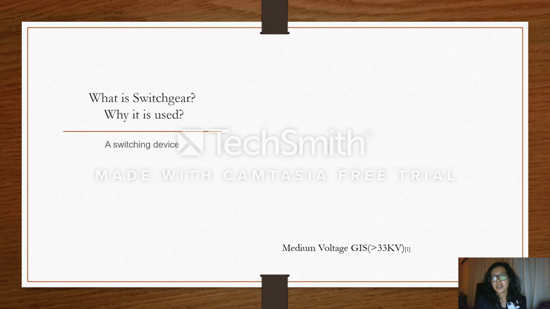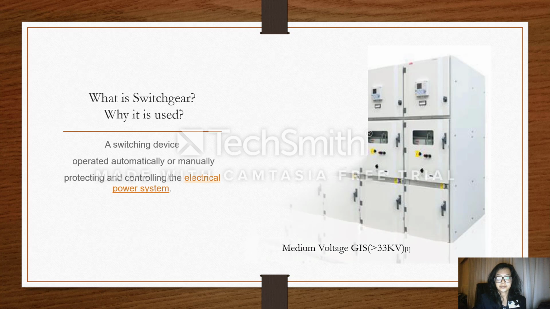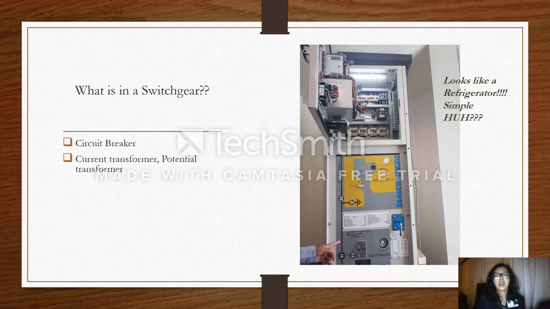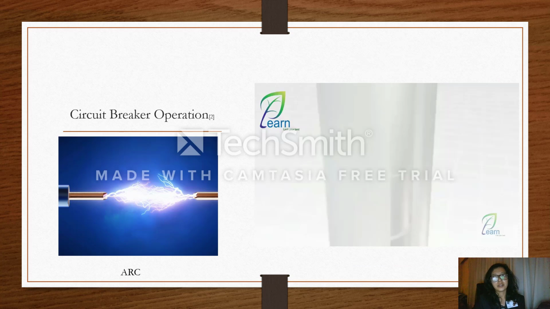So, what is a switchgear? It is a switching device that operates manually or automatically in order to protect and control the power system. What is inside a switchgear? A switchgear has a lot of components in it. For example, circuit breaker, current transformer, potential transformer, relays, fuses, interlocking mechanism, wire discharging mechanism, and other things which depend on the demand of the buyer.